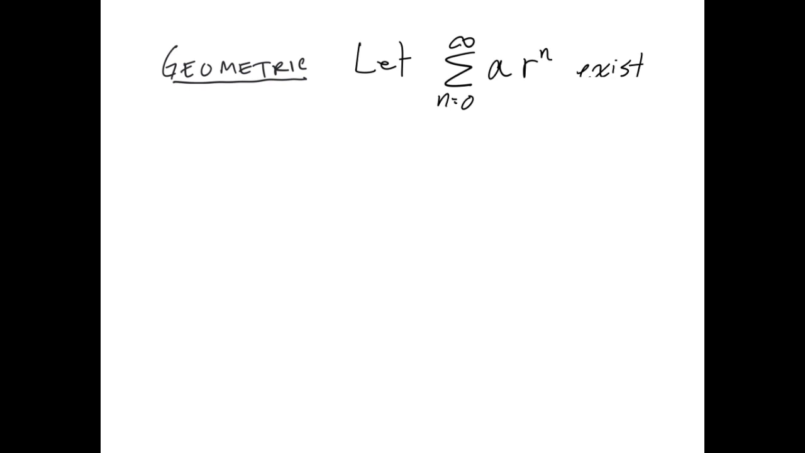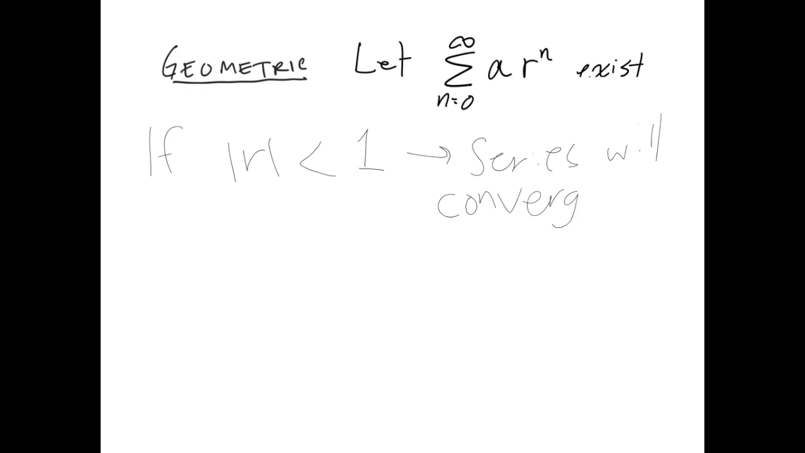So with the geometric series, if the absolute value of r is less than 1, the series will converge. Where does it converge to? A over 1 minus r. Now there's a proof for this. I'm not going to do that proof. All right. Let's do this.